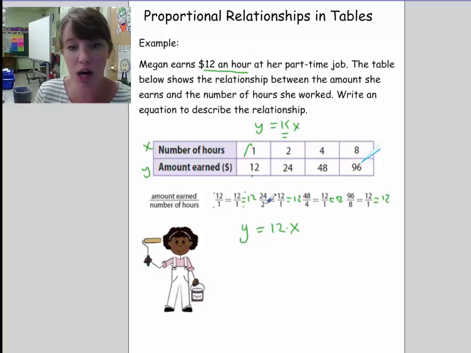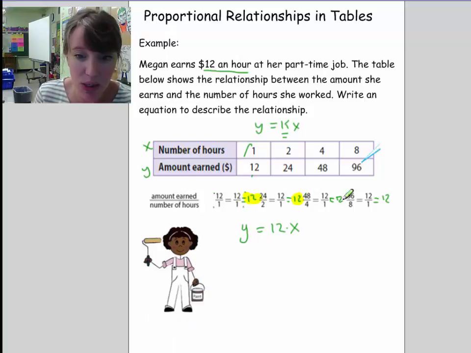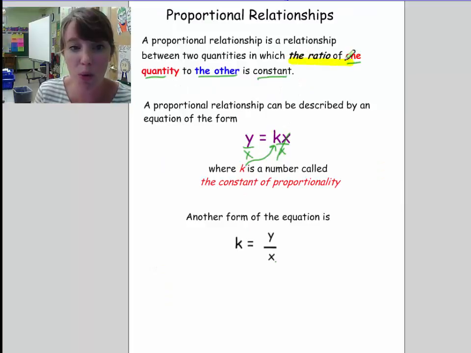Notice that the relationship here between the amount of money that she makes and the amount of hours that she worked is proportional. The ratios that are created, 12 over 1, 24 over 2, 48 over 4, are constant. So this is the same as this one, is the same as this one, is the same as this one. And remember, in proportional relationships the ratio of one quantity to the other is always constant.